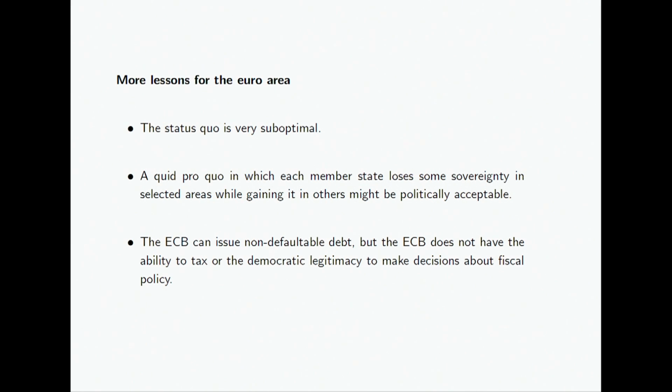Now that's good, but the second point is not so good. We think in the medium and long run, the ECB should not be acting as the fund. There really should be a separate institution, because it would have the power to tax, and it would need the democratic legitimacy to make decisions about fiscal policy that the ECB does not have. Thank you.